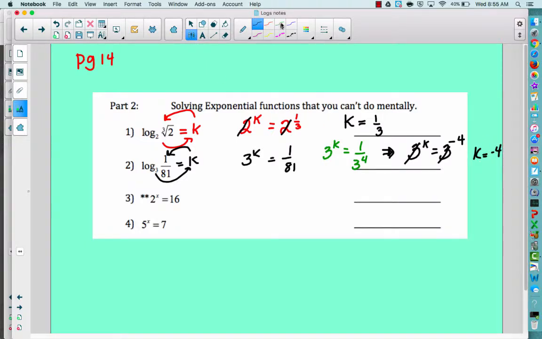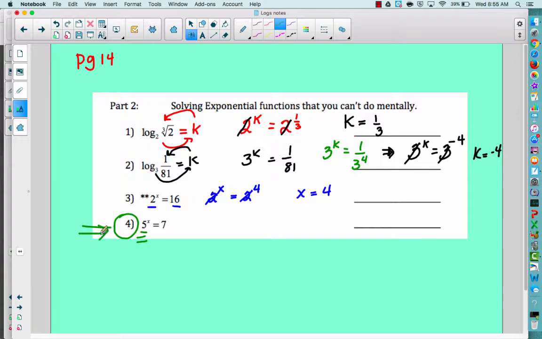All right, here's another one. 2 to the x equals 16. This is an exponential equation. So how do I solve it? I solve it by making these bases the same. So 2 to the x equals 2 to the 4. The bases are now the same, so x equals 4. So you guys have done a really nice job with that. But now, what happens if I give you 5 to the x equals 7? How can I solve 5 to the x equals 7?